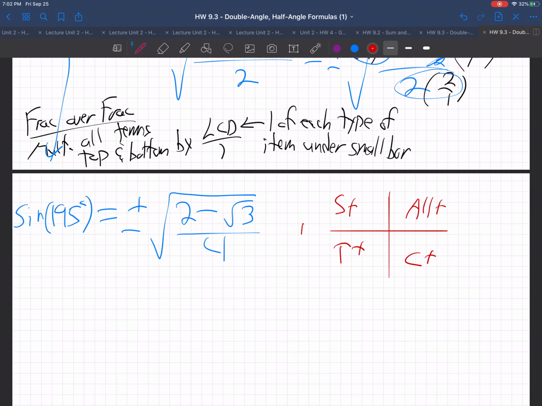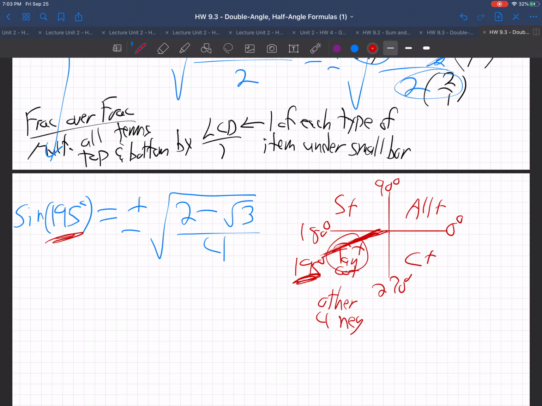So where's 195 degrees? This is 180 here. This is 0, 90, 270. So 195 is about right here. It's in the third quadrant. In the third quadrant, tangent and cotangent are positive. The other 4 are negative. So sine must be negative. So the answer here is negative square root of 2 minus root 3, all over 4.